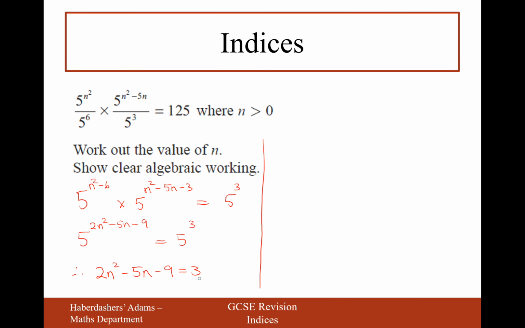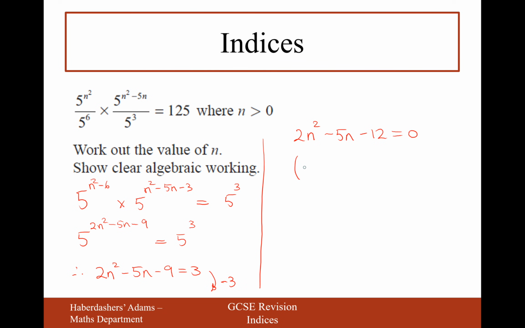So what we need to now do is, this is now a quadratic equation where I need to make one side equal 0. So I'm going to subtract 3 from both sides. 2n squared minus 5n minus 12 will equal 0 now. So from this step to this step I've subtracted 3.